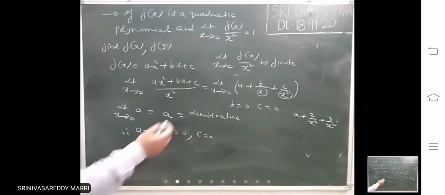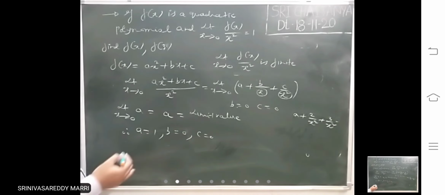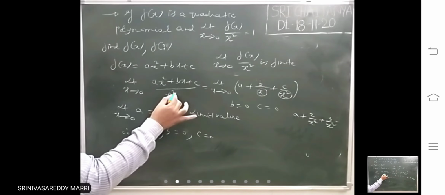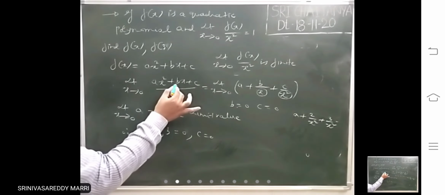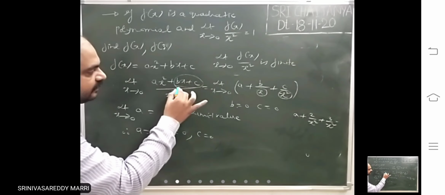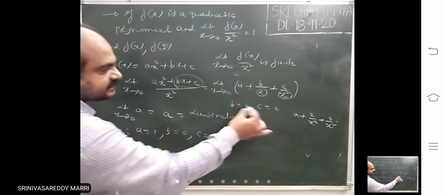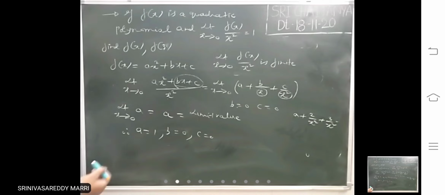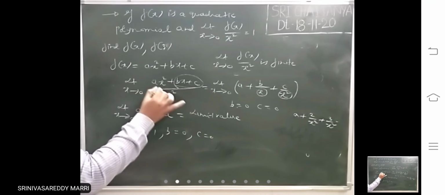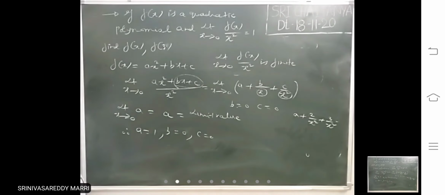Like that, if you want to apply that theorem, x square is there. Whatever terms are less than x square, select those, and then equate their coefficients to 0. Right? And the limit is what? If these are zeros, a x square by x square, the coefficient of x square will be the limit.